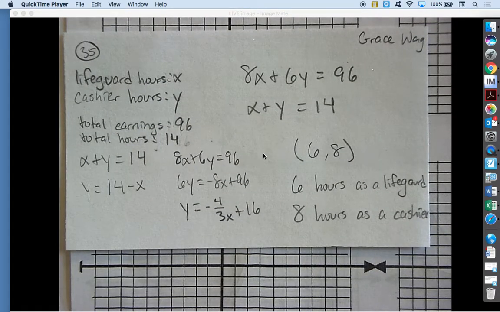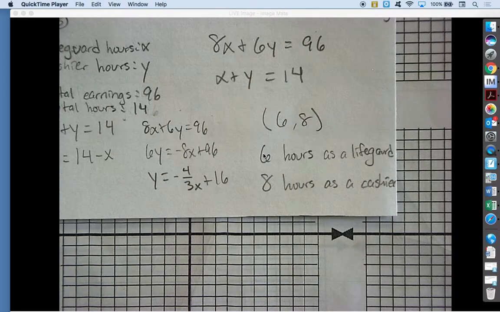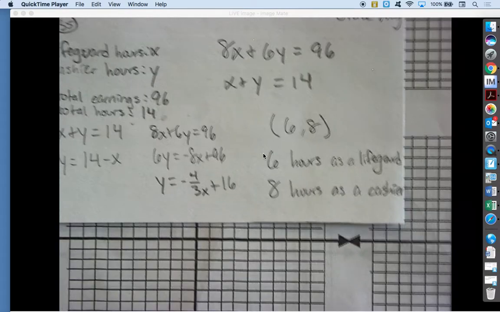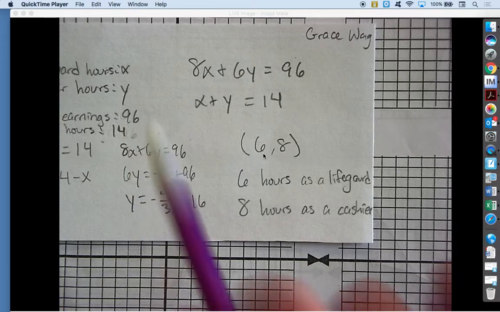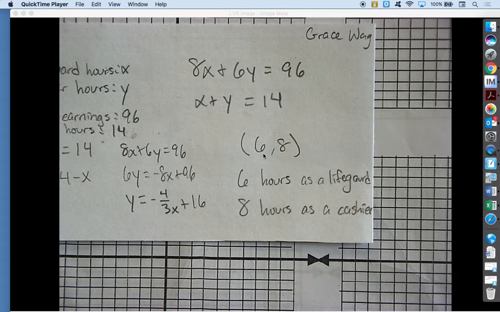Alrighty, so the problem was you worked 14 hours last week and earned a total of $96 before taxes. Your job as a lifeguard pays $8 per hour, and your job as a cashier pays $6 per hour. How many hours did you work at each job? So what I did was the lifeguard hours were X and the cashier hours were Y, and then the total earnings were 96 and the total hours were 14.